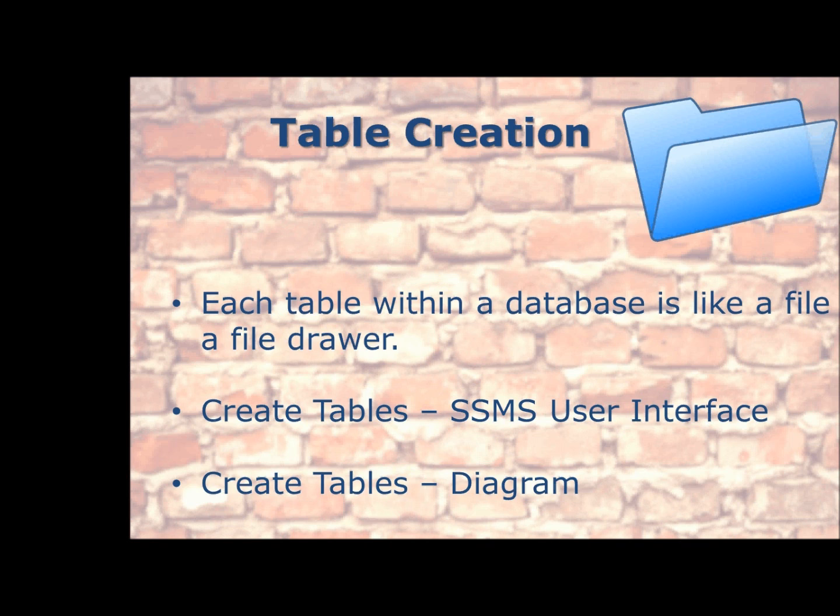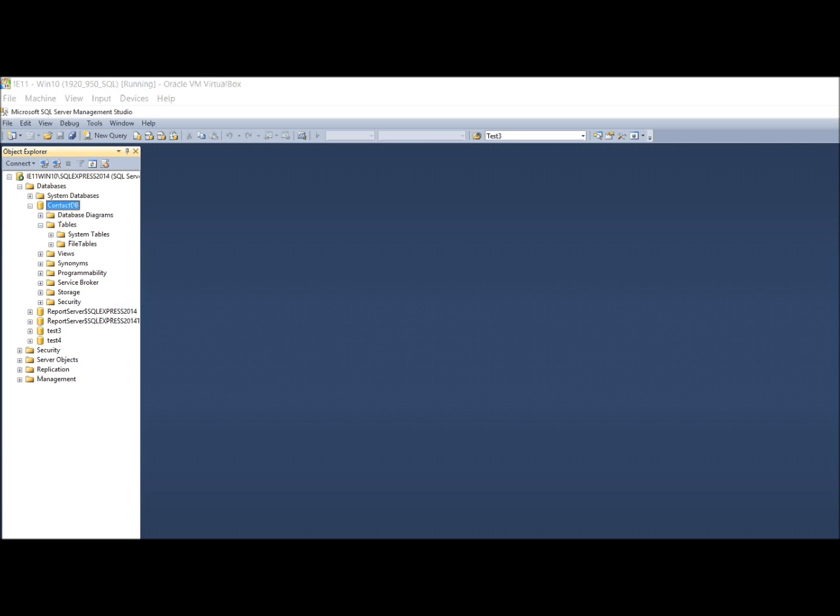So what we're going to do is create some of those files, or tables. We're going to use the SQL Server Management Studio user interface. Then I'll show you how to create tables with a diagram. And then I'll show you how to create the tables with Transact SQL. So let's get started. The first one up is going to be creating a table using the SQL Server Management Studio interface. You can do that just by right mouse button clicking on tables and picking table.